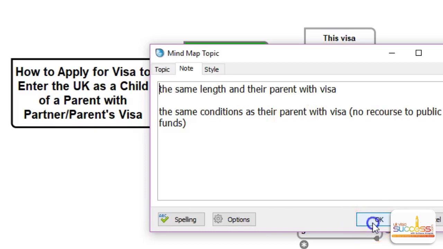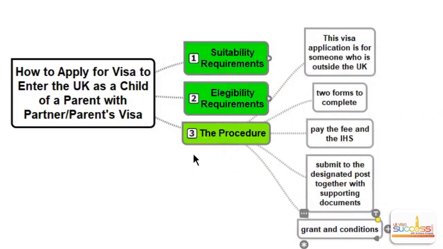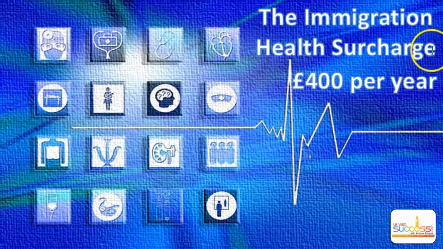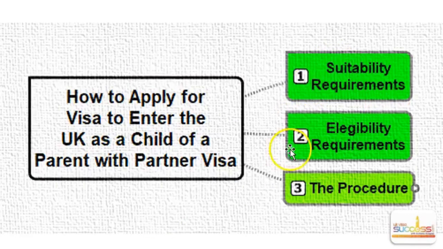Normally, this is a no recourse to public funds, so they will not be allowed to claim benefits when the application is successful. And they just increased the immigration health surcharge. Now it's £400 per year, and as I mentioned before, it's the same price for kids and adults. And if, for example, one was granted a visa for 2 years, then they will need to pay £800 per applicant. And these were the 3 key elements of an application for a child to enter the UK as a child of a parent with a partner or parent visa.